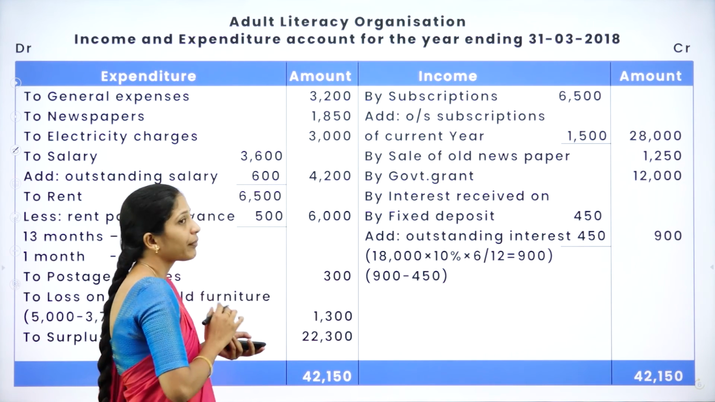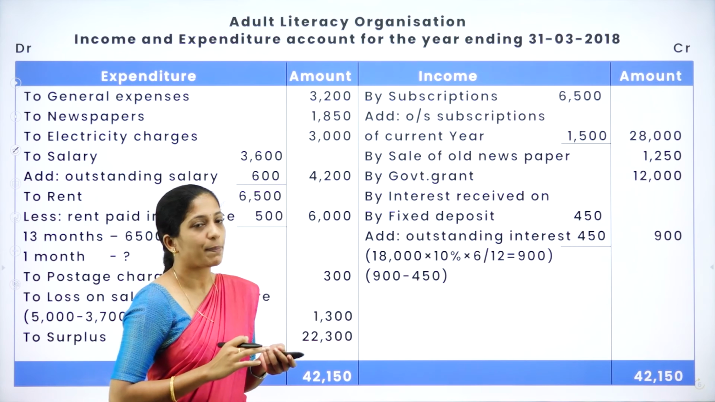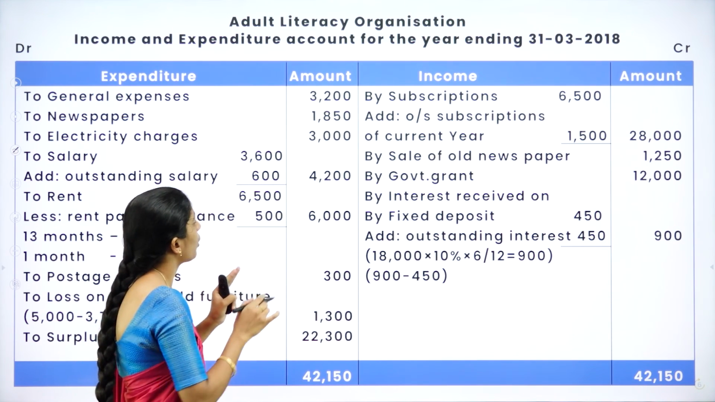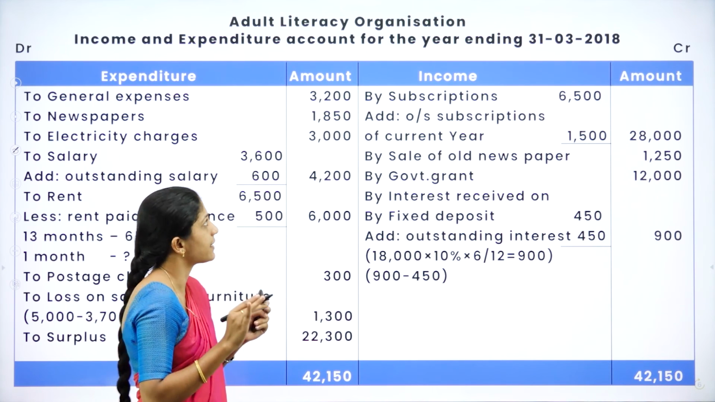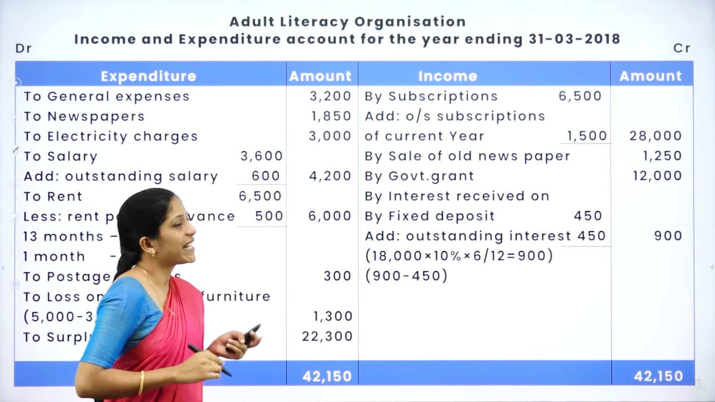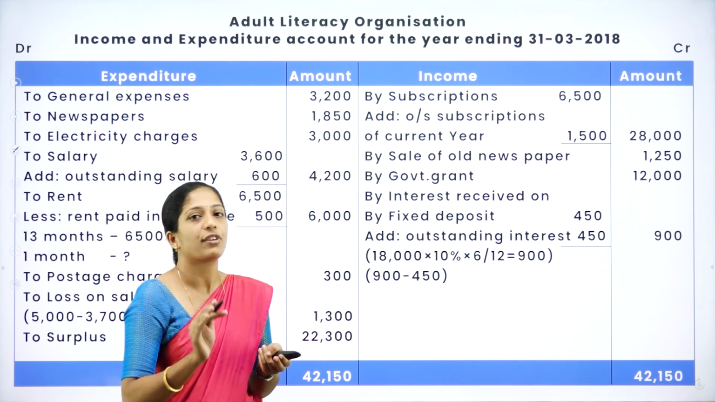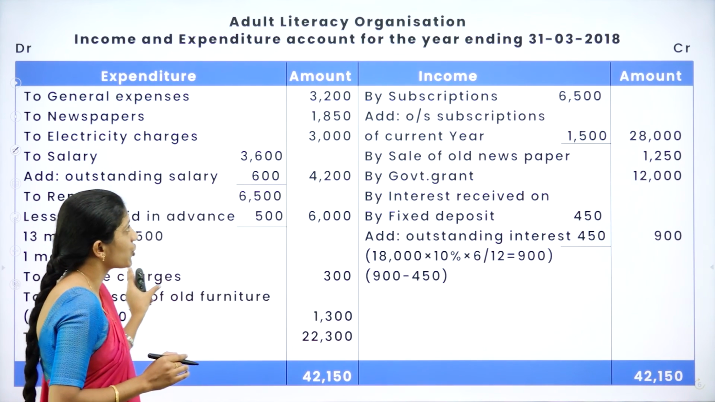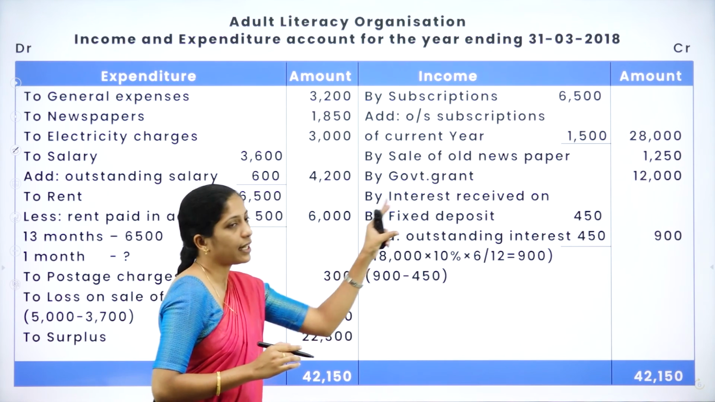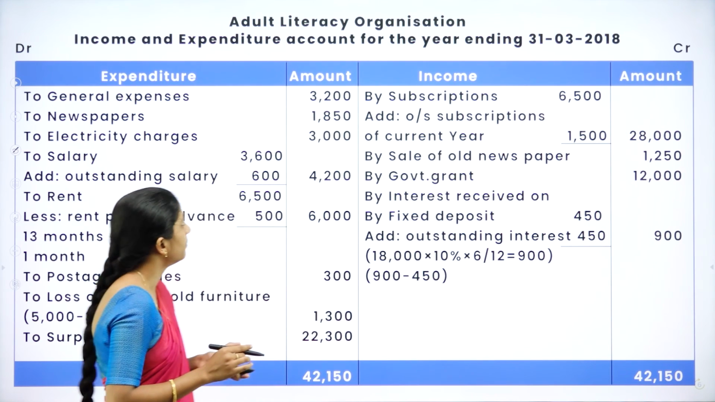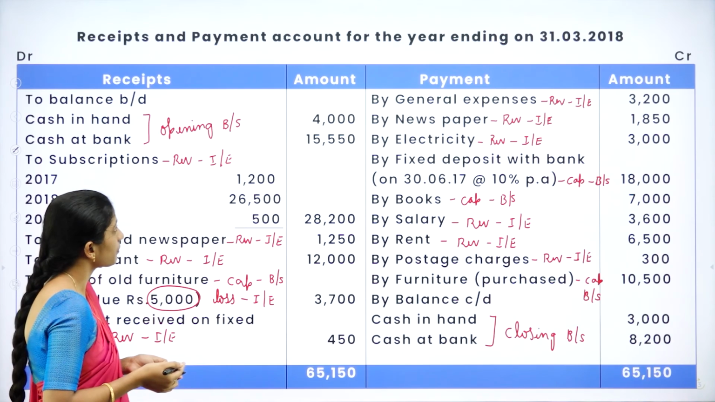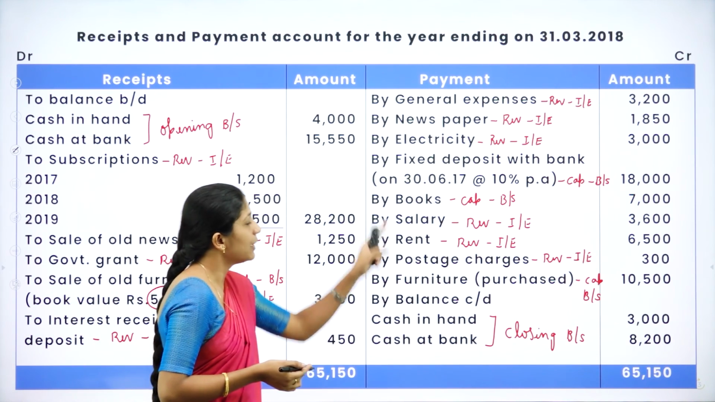Now, what is the format of the income and expenditure account? First we have to begin with the heading Adult Literacy Organization, that is the name of the organization. Next, income and expenditure account for the year ending 31st March 2018. Under the debit side we have expenditure amount, and on the credit side income amount. Now we shall go through the receipts and payment account. We shall start with the payment side.